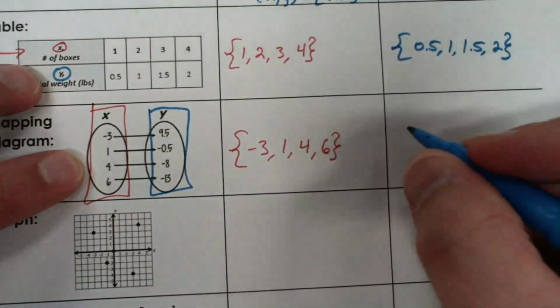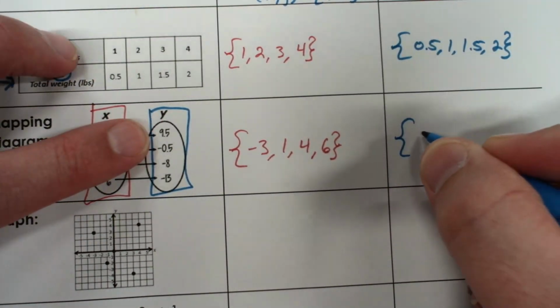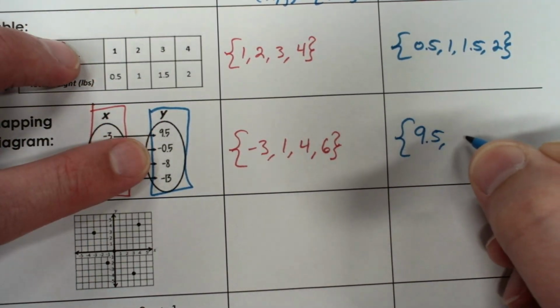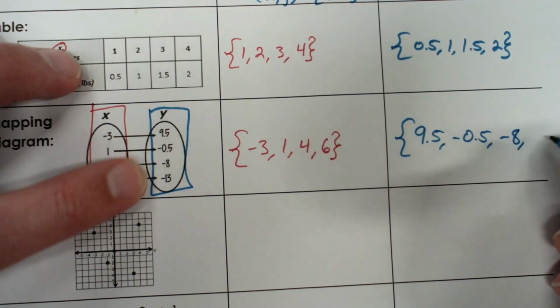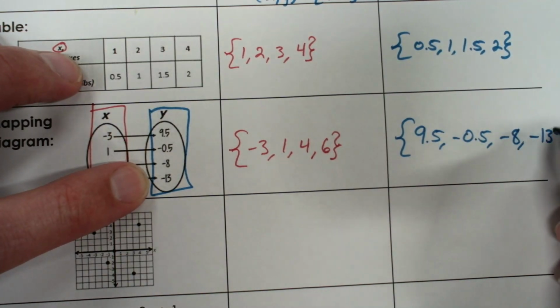Range is my y values, 9.5, -0.5, -8, and -13.